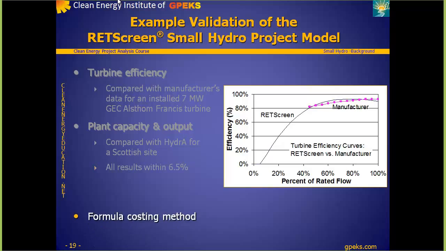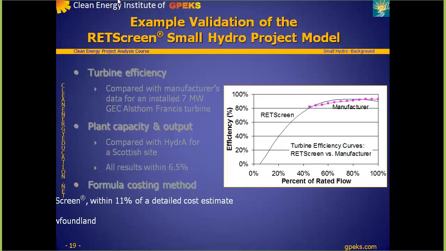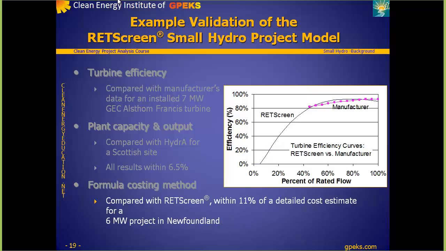The formula costing method was compared to costs estimated by the RETScreen detailed costing method for a recently commissioned 6 megawatt small hydro project in Newfoundland, Canada. The project had a head of 114 meters, a design flow of 6.1 meters cubed per second, a small dam with minimal storage, 2 Francis turbines, a single generator, a 1,300 meter penstock, and a 3-kilometer transmission line.